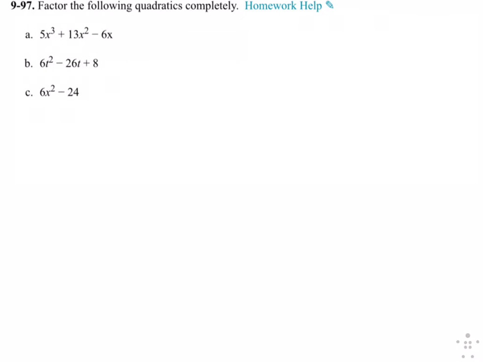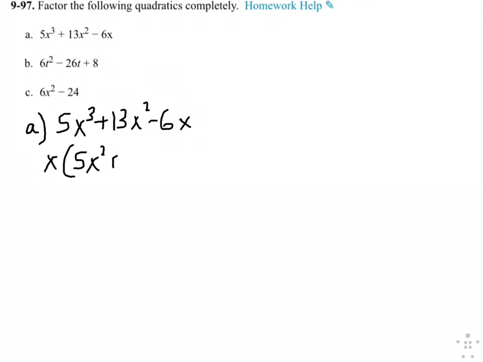Okay, 97, they want us to factor, so let's factor. So we have 5x cubed plus 13x squared minus 6x, right? Okay. So let's factor out the GCF. The GCF is x, right? So we have x times 5x squared plus 13x minus 6, right?